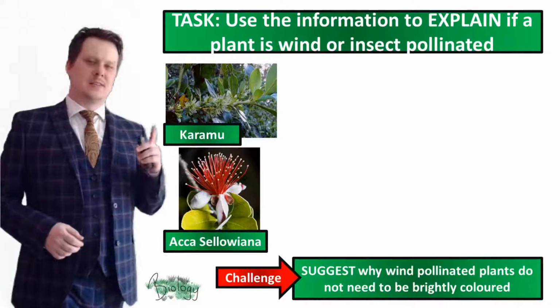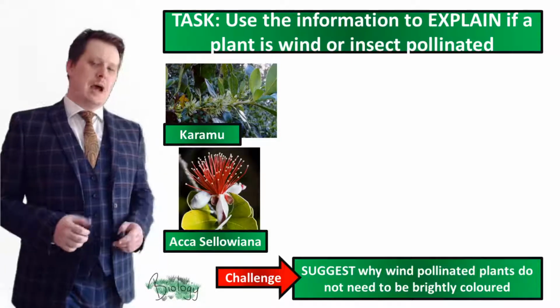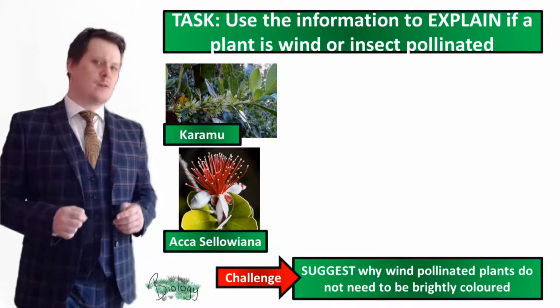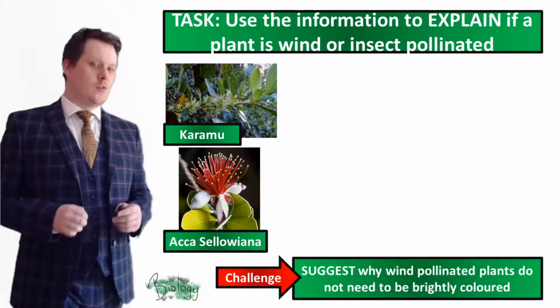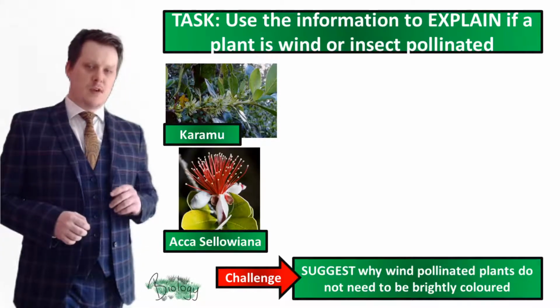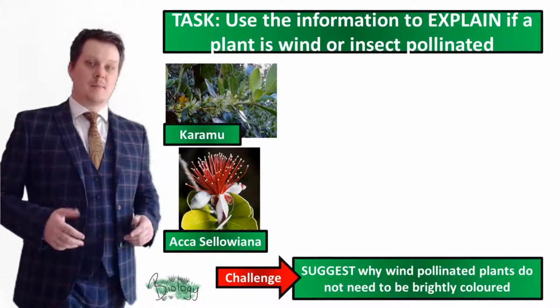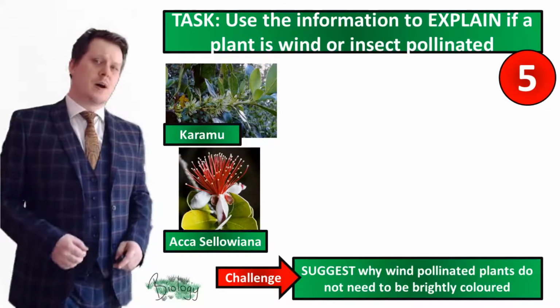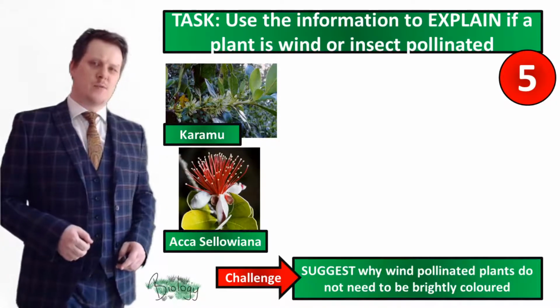Our next 2 plants are the caramoo and the acacelowana. I want you to use the information to explain whether or not they're wind-pollinated or insect-pollinated. Remember, give your answer and the reason why. I'm going to put 5 seconds on the clock. If you need more time, pause the video, and when you're finished, we'll go through the answers together.